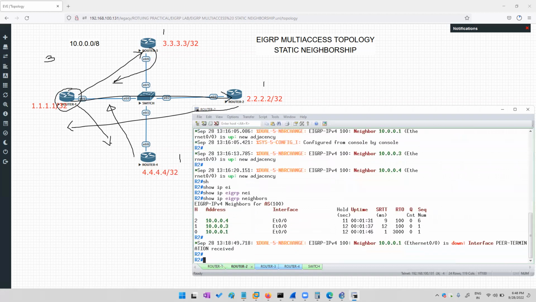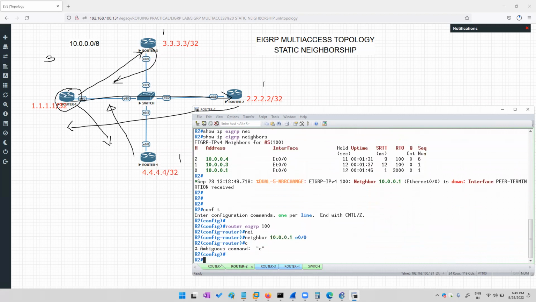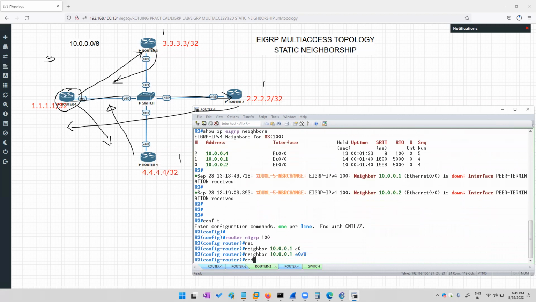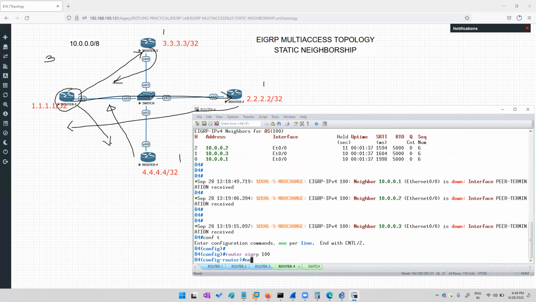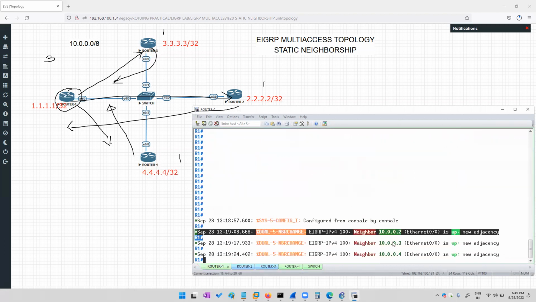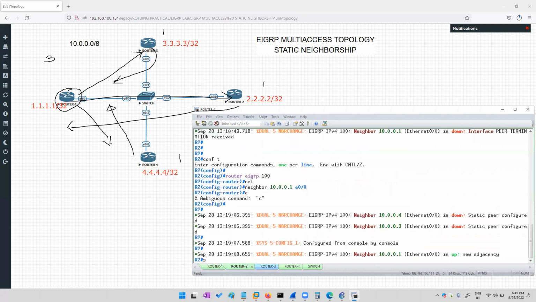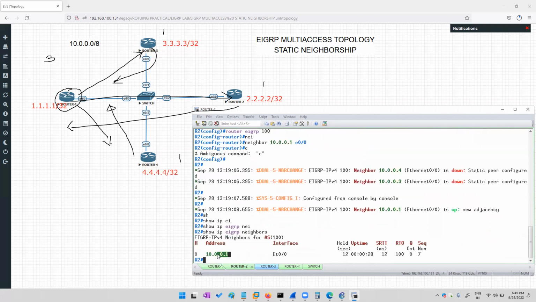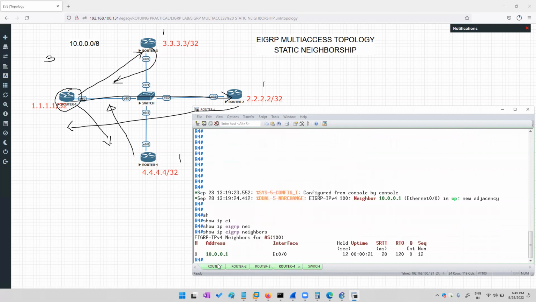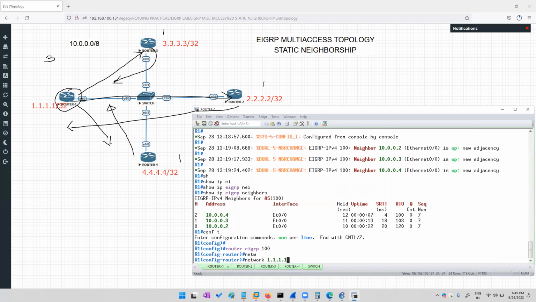Now verify. R2 says my neighbor is which one router only? 10.1 on my E0/0. Done. R3 says my neighbor is which router? 10.1 on E0/0. R4 says my neighbor is which one? 10.1 on E0/0. Now R1 will form how many neighborships? 3 neighborships. Show IP EIGRP neighbor, because I have 3 neighbors. But R2 says my neighborship will form with only which router? R1. R3 also says my neighborship will form with R1. R4 says my neighborship will form with R1. In this case, if R1 tries to advertise a LAN network, 1.1.1.1, I want to advertise this network.